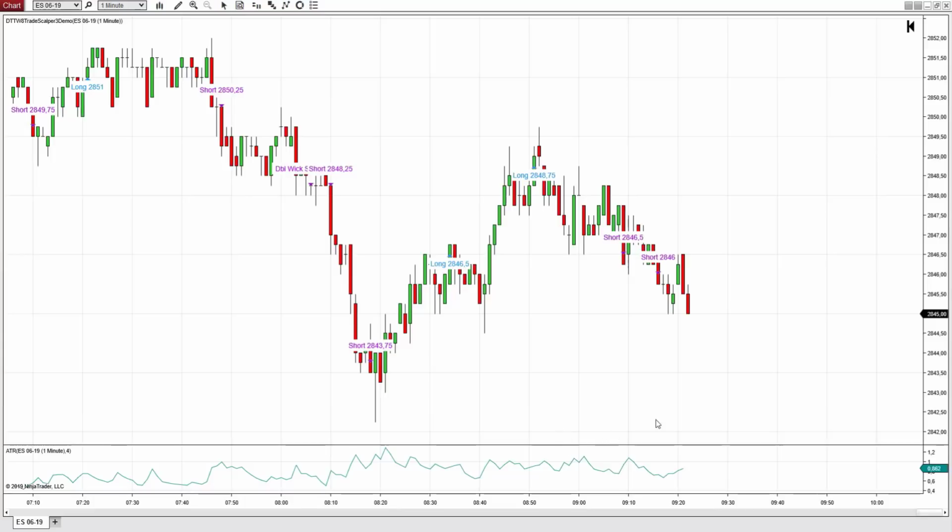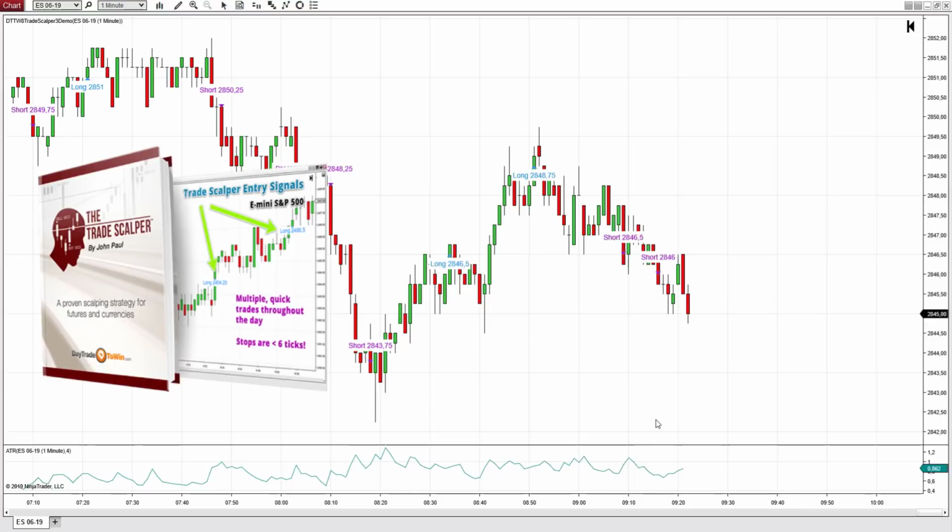So here is the trade scalper right here, and you see a few long and short trades. Obviously, as the market opens, I want to see it slow down, get calm, really look at a normal situation before taking a long or short trade. So I'll keep this up.